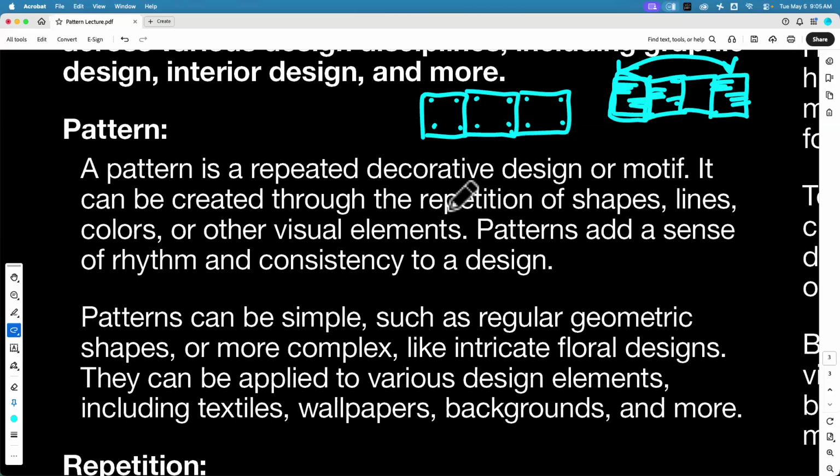So a pattern is a decorative design motif. It can be created through repetition of shapes, lines, colors, anything, every visual element you can think of. You could have photographs. The same photograph over and over and over would create a pattern. I'm creating a pattern with a person's face over and over. Maybe eyeball patterns.